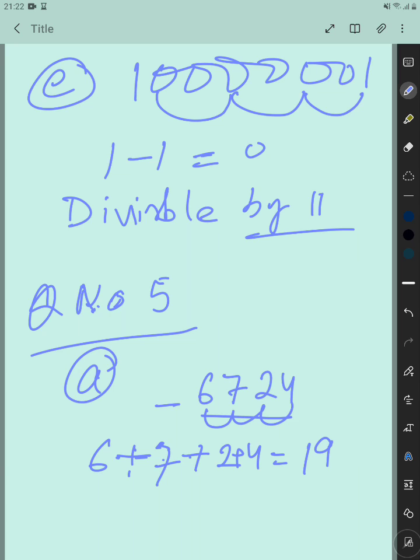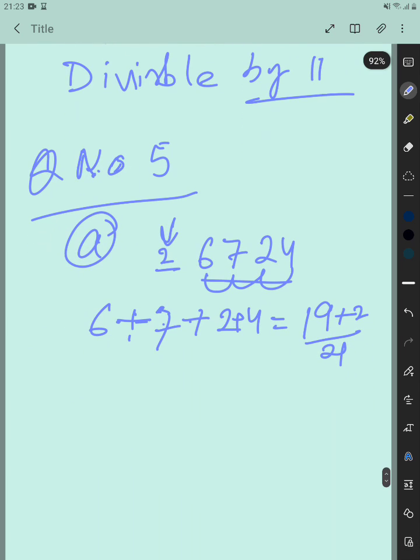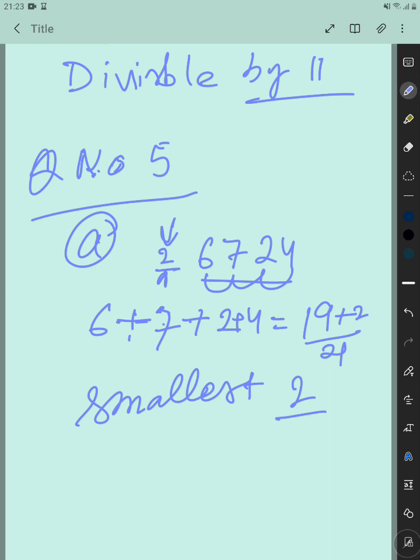Okay, 19 is not divisible by 3, so we want to find the next number, because we will add whatever digit goes here. If we put 2 here, then the complete sum will be 21, and 21 is divisible by 3. So the smallest digit at this place is 2.